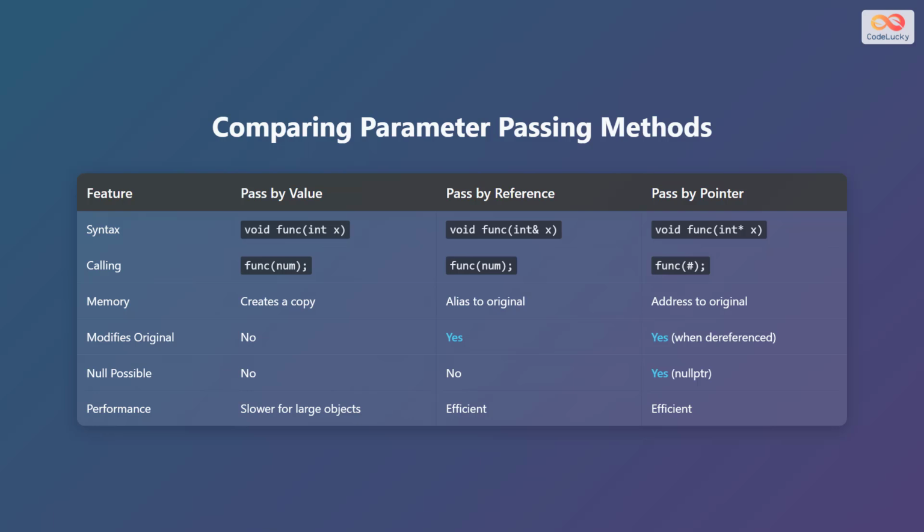Pass by value does not modify the original variable, while pass by reference and pass by pointer do modify the original. Null is possible in pass by pointer but not possible in pass by value or pass by reference. Pass by value is slower for large objects while pass by reference and pass by pointer are efficient.